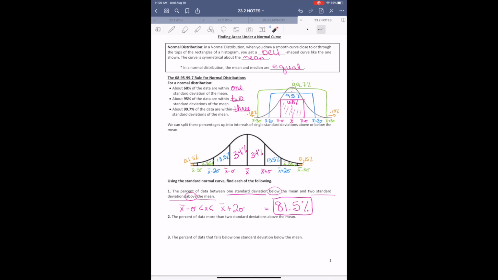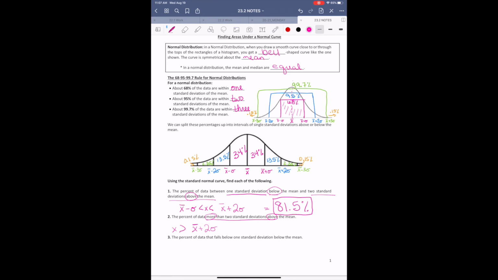Number 2 says the percent of data more than 2 standard deviations above the mean. Well, think about it symbolically, right? More than 2 standard deviations above the mean. So I'm going to take the mean and I'm going to add 2 standard deviations. And we're looking at data that is more than 2 standard deviations above the mean.